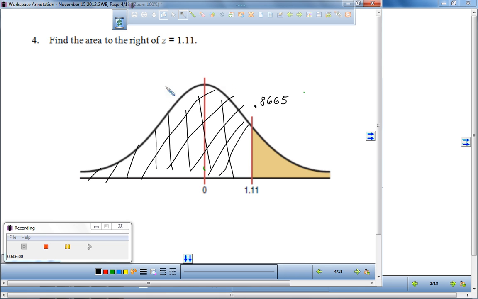Well, we know the whole thing is worth 1, so what we'll do is take 1 and subtract 0.8665 from it, and we end up with 0.1335, which is going to be 13.35%.